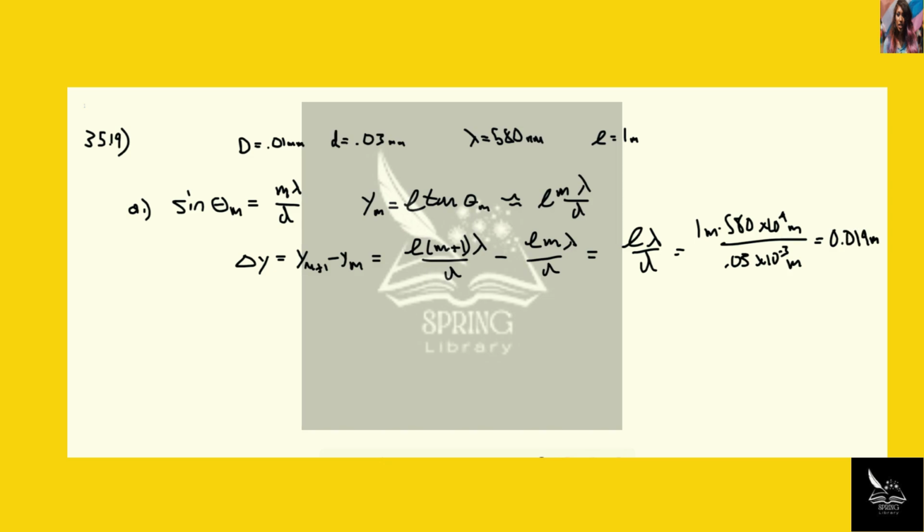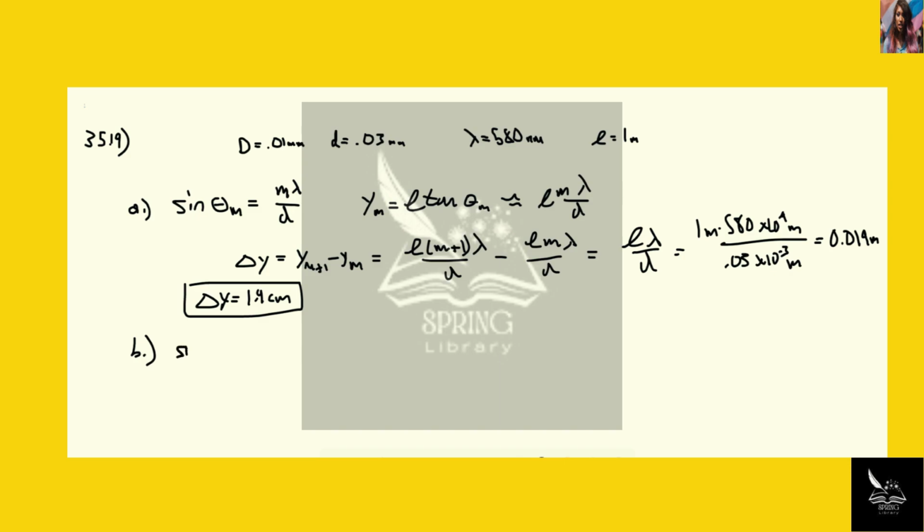So what we get out of this is 0.019 meters. And that is what our delta y is, which is exactly what we wanted, the spacing between interference fringes. Delta y is 1.9 centimeters. Okay, so what does part B ask? Part B says the distance between the two diffraction minima on either side of the central maximum of the envelope.